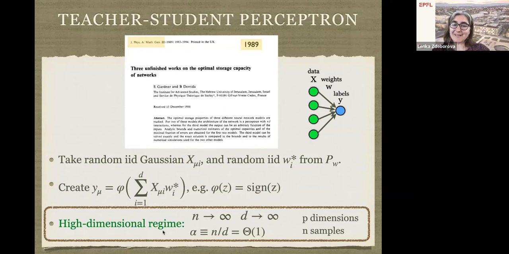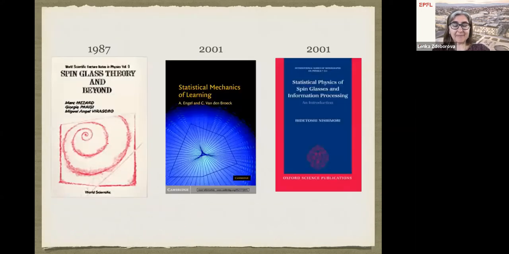What is already interesting here is that already back then they looked at the high dimensional regime. That is when the dimensionality of the inputs D is going to infinity and the number of samples N is also going to infinity, but the ratio is some fixed number, say 5, imagine 5. Oh, sorry, this should be D here. So, what can they say about this setting?